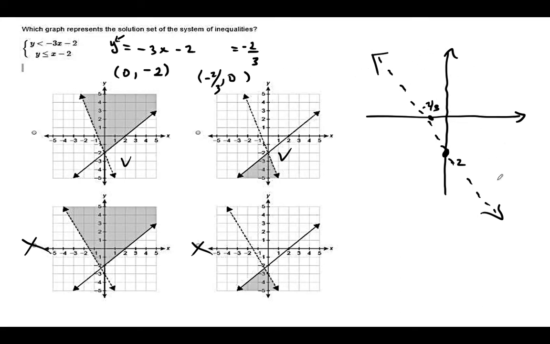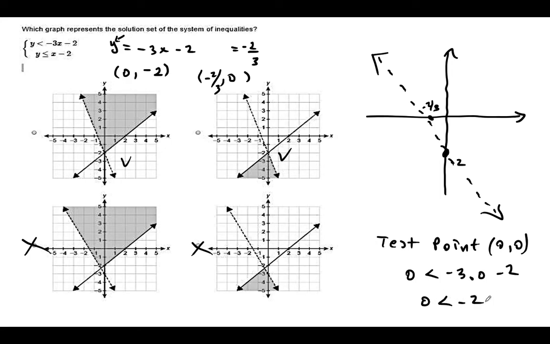Right side I have to shade or left side? To do this, take a test point. Test point 0, 0, let me take. For this line, 0 is less than negative 3 times 0 minus 2. 0 is less than negative 2. Is this correct? 0 is less than negative 2? Of course not. So this mustn't be in the solution. So the solution must be this case.